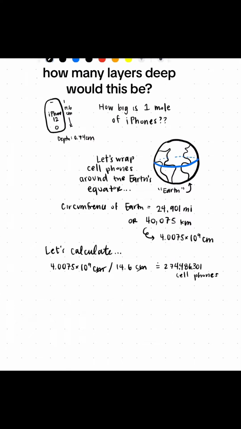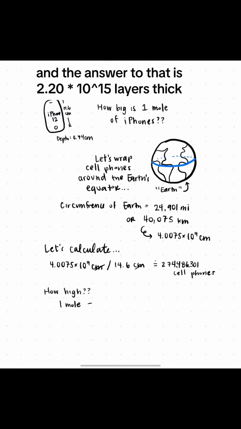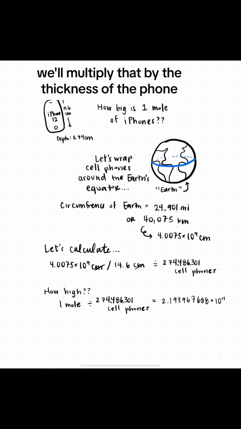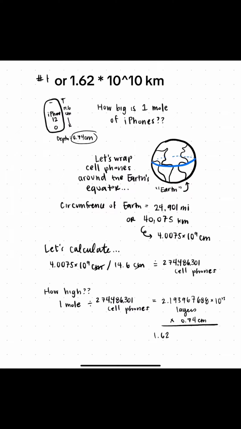So how many layers deep would this be if we were to lay the cell phones like bricks? And the answer to that is 2.20 times 10 to the 15th layers thick. So we're getting closer. Stay with me. We'll multiply that by the thickness of a phone, 0.74 centimeters, which will give us a total height of 1.62 times 10 to the 15th centimeters, or 1.62 times 10 to the 10th kilometers.